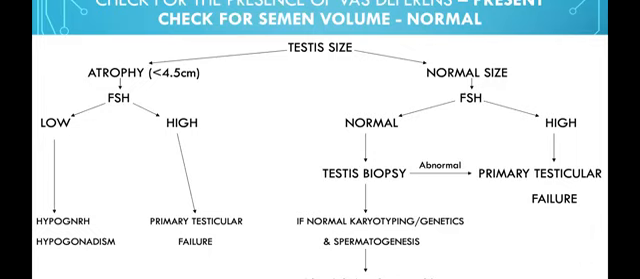If one has normal vas deferens bilaterally and normal semen volume, then one would look at the testicular size. If it's a small testicle, one would then do an FSH. If it's very small, then you would think hypogonadotropic hypogonadism.